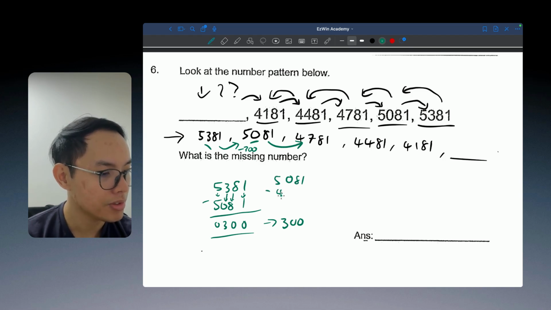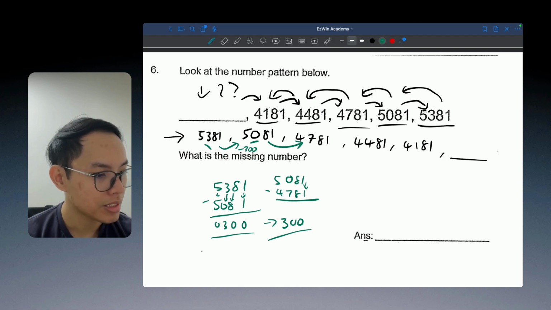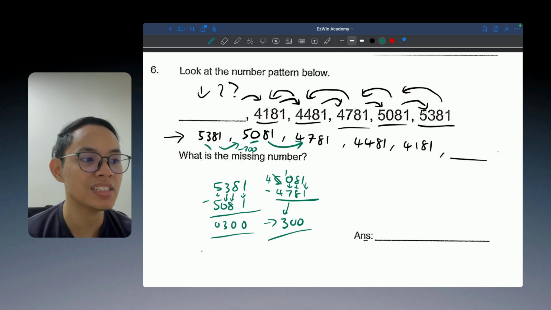5081 minus 4781. Okay, let's see if it's going to be 300, right? 1 minus 1 equal to 0, right? And then 8 minus 8 equal to 0. So there is 0 minus 7. So we need to take the 10, put over here, and then this will be 4, right? So 10 minus 7 is 3, and 4 minus 4 is 0, which is essentially 300.